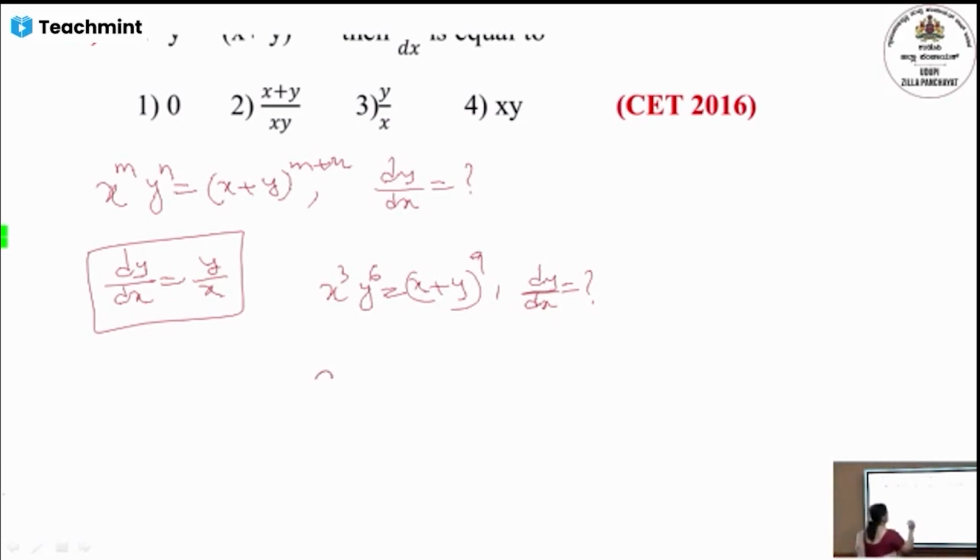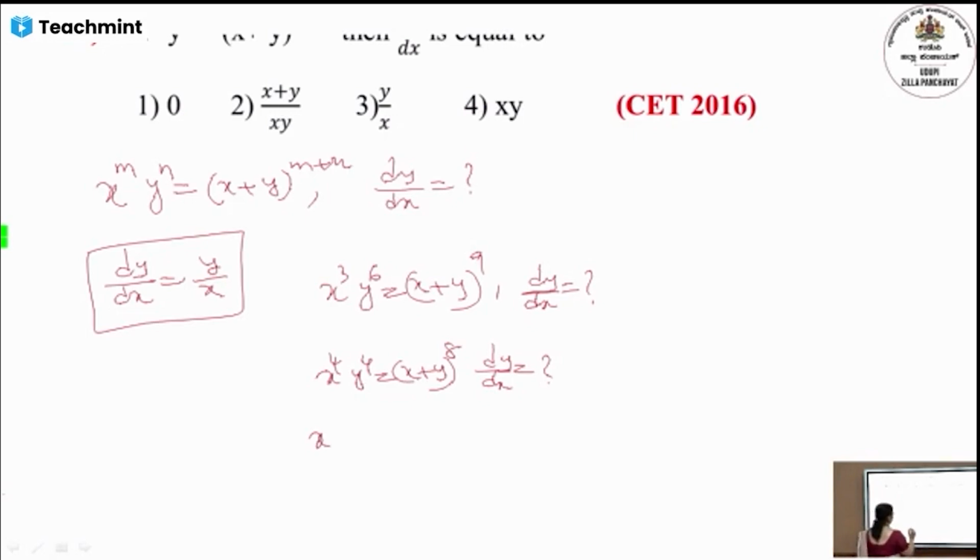You can be asked, x power 4 plus y power 4 is x plus y power 8. What is dy by dx? Again, the same story. m is 4, n is 4. So the answer is y by x.